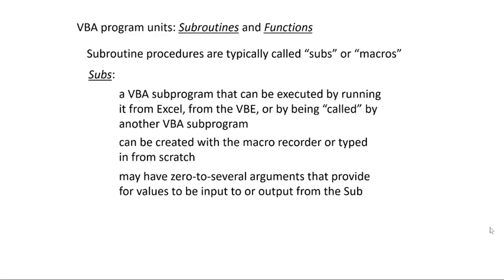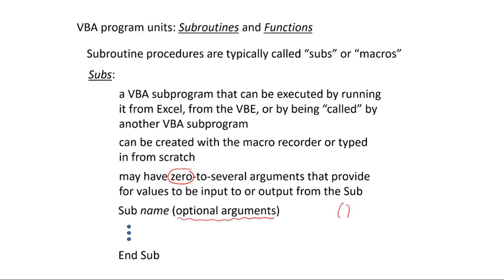Subs can have 0 arguments. 99% of subs do have 0 arguments that provide for values to be input or output from the sub. The syntax for subs in VBA starts with just Sub, and you have your name and your optional arguments. Again, 99% of the time, the optional arguments are just going to be empty left and right parentheses, and then we end the sub with End Sub.